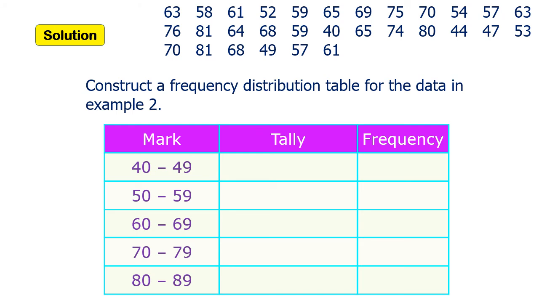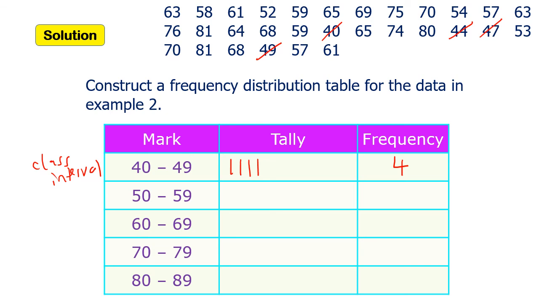So let's say the first class interval, 40 to 49. This is what we call a class interval. So first look at the marks within the class interval 40 to 49. We check which ones start with 4 at the front. So we have 40, 44, 47, 49. Okay, any others? No. So we have 4 tally here: 1, 2, 3, 4. So the quantity is 4.